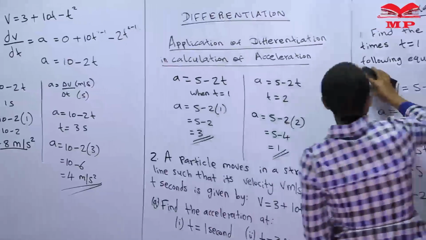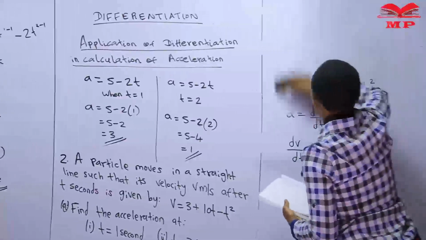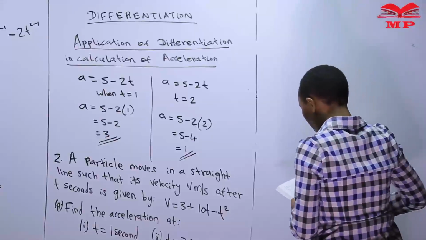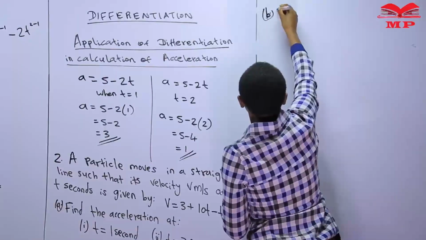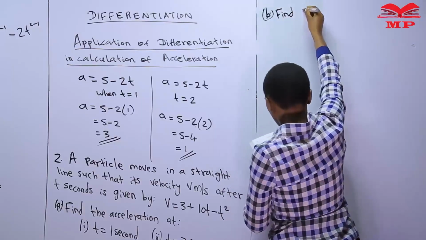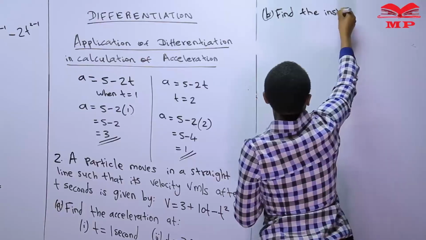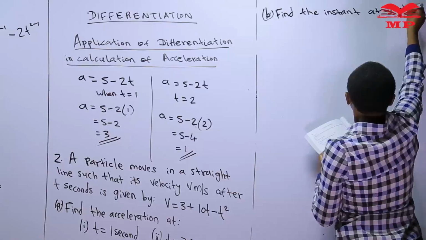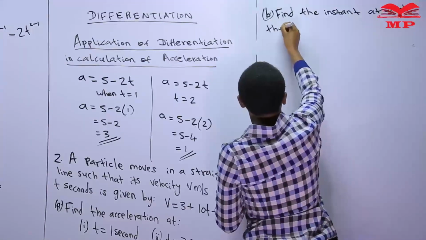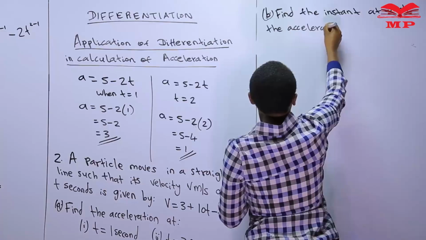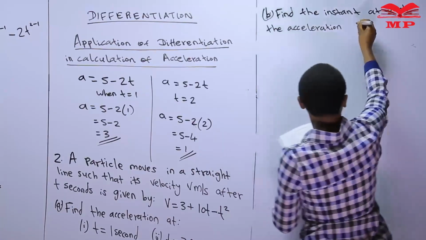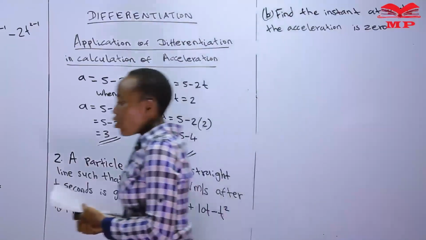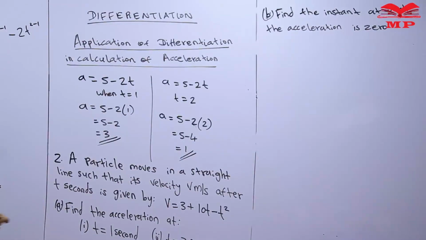So part B of that question, we are told to calculate the following. Number B, find the instant at which the acceleration is 0. Find the instant at which the acceleration is 0.